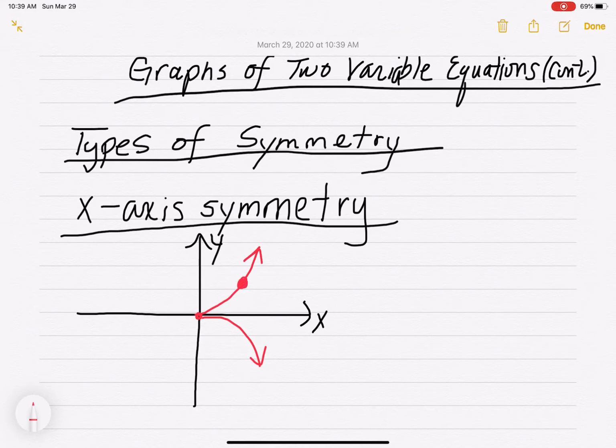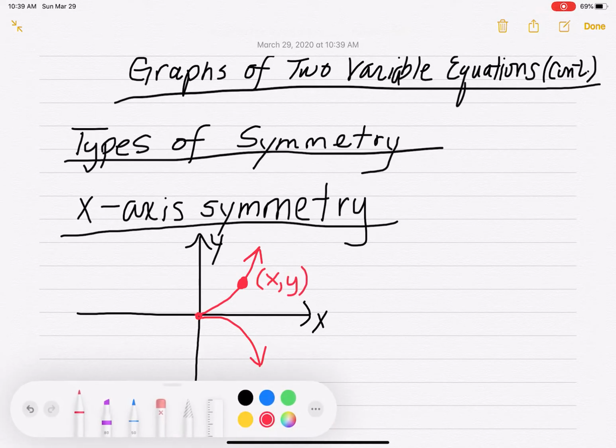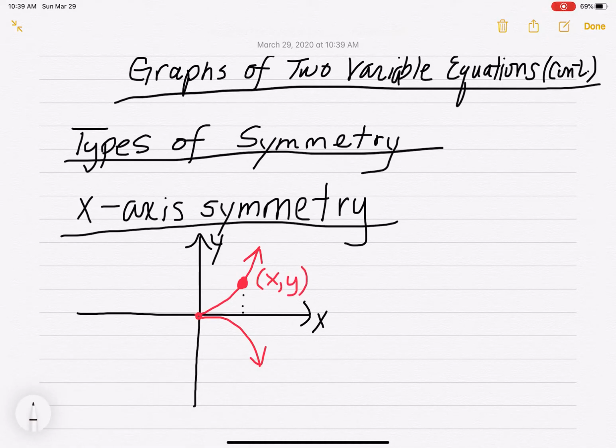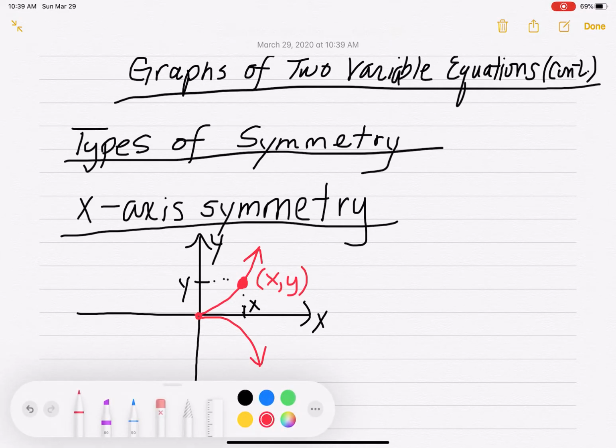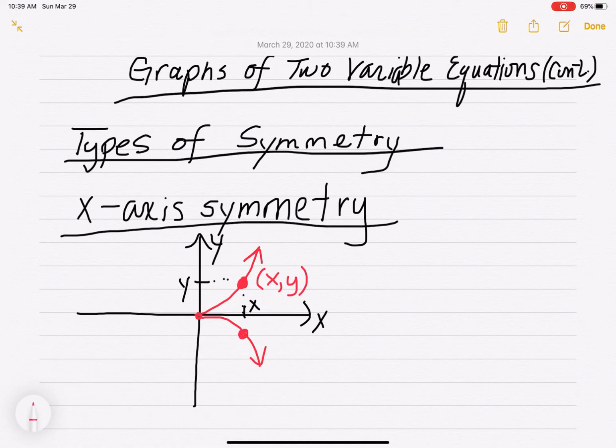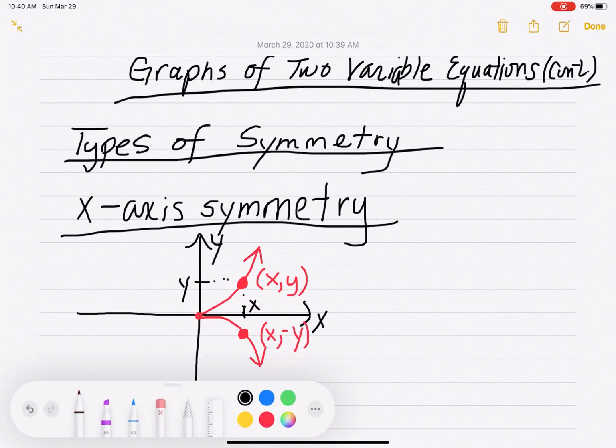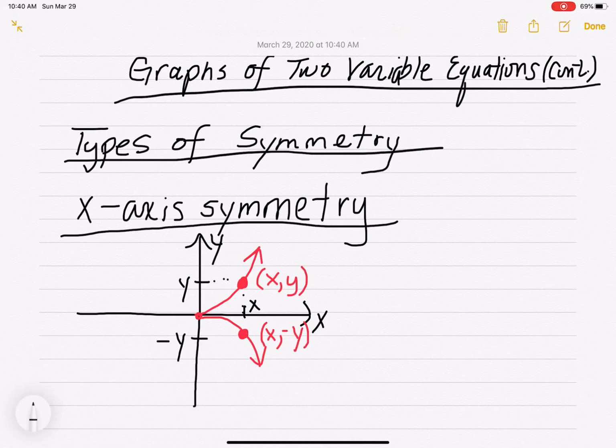So let me pick a point. Let's call it (x, y) in the first quadrant. You've got your x coordinate and your y coordinate. Now, notice that if we have x-axis symmetry, we have to have a point on the opposite side down there in the fourth quadrant. What's the name of that point, you may ask? That's going to be (x, negative y). It has the same x coordinate, but the y is flip-flopped. So here we have (x, negative y).